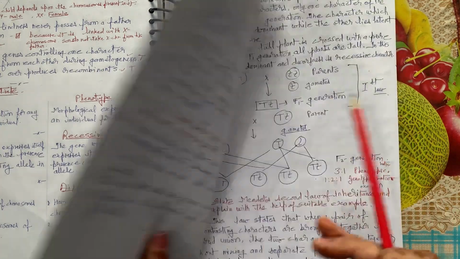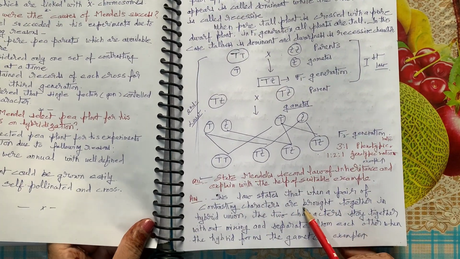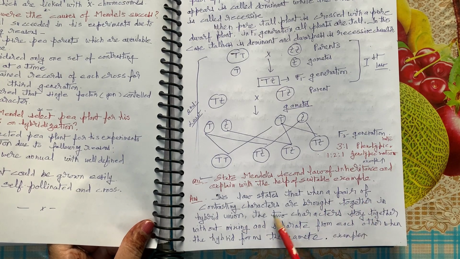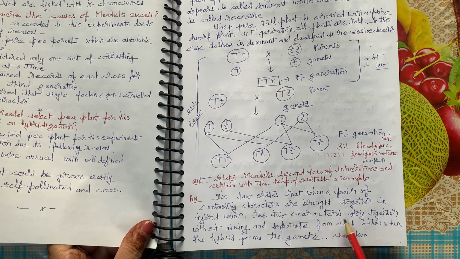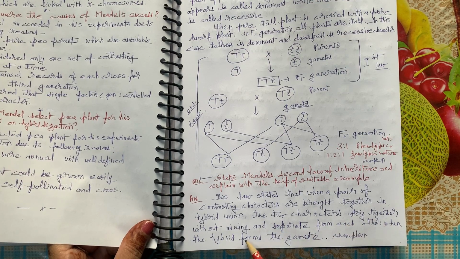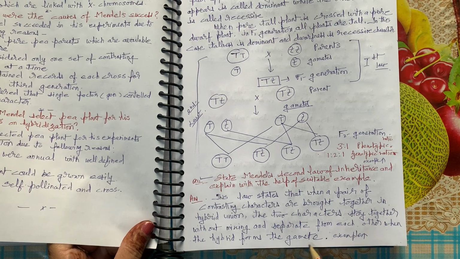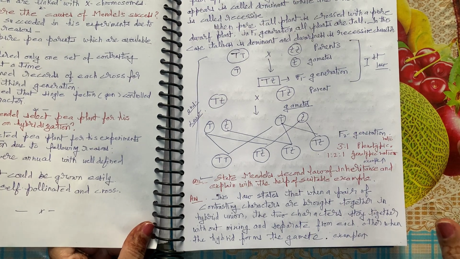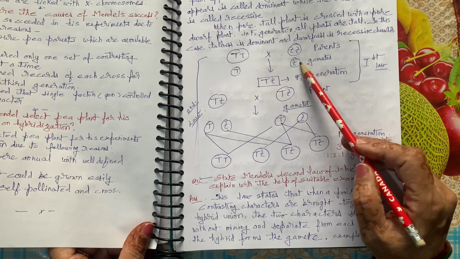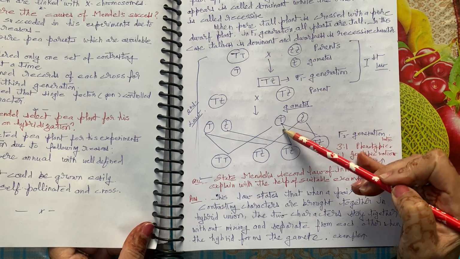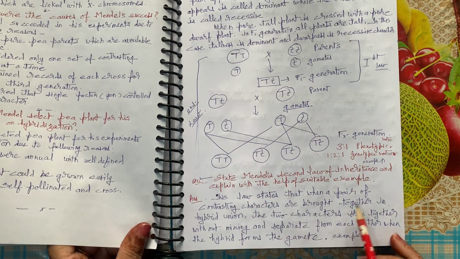See, what is the law of segregation? This law states that when a pair of contrasting characters are brought together in a hybrid union, the two characters stay together without mixing and separate from each other when the hybrid forms. That means if we combine two contrasting characters in a hybrid union, then in the next generation these characters segregate themselves without affecting each other.